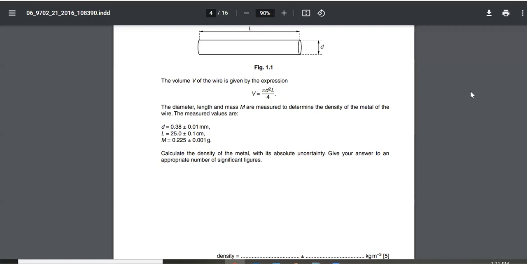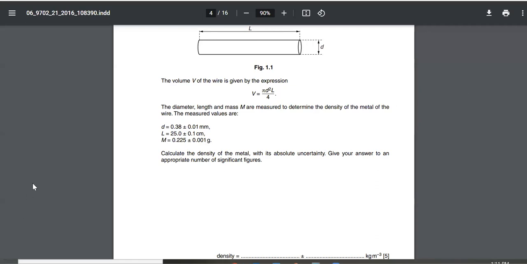This question reads, the volume V of the wire is given by the expression V equals pi d squared L over 4. The diameter, length, and mass M are measured to determine the density of the metal of the wire. The measured values are, and there's a list of both the value D, L, and M. Calculate the density of the metal with its absolute uncertainty. Give your answer to an appropriate number of significant figures.